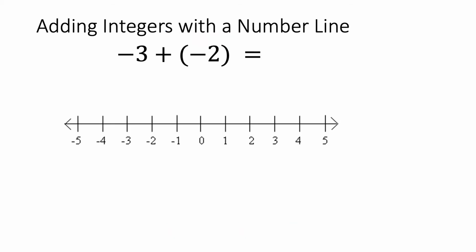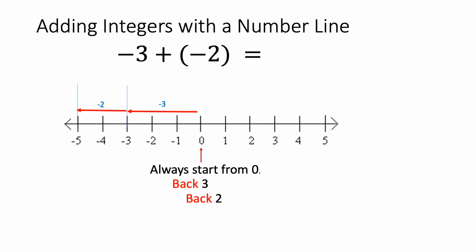We can also add integers on a number line. We always start from 0. In this case, we're going to go down 3 and down 2. This puts us at negative 5. Same signs, add and keep.